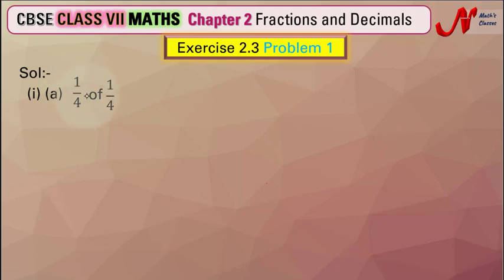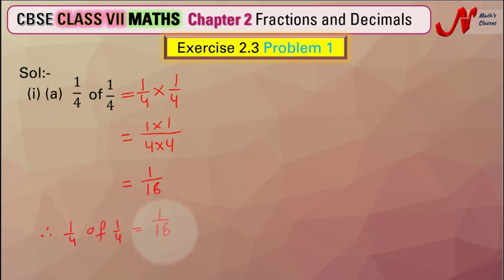It is given that 1 by 4 of 1 by 4 is equal to 1 by 4 multiplied with 1 by 4. First we multiply the numerators, 1 into 1, and then multiply the denominators, 4 into 4, which is equal to 1 by 16. Therefore, 1 by 4 of 1 by 4 is equal to 1 by 16.